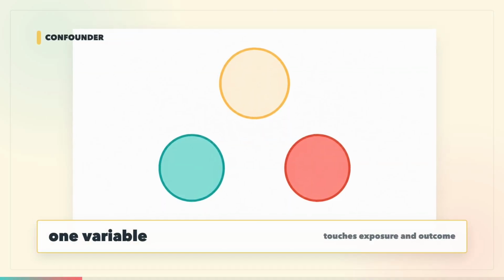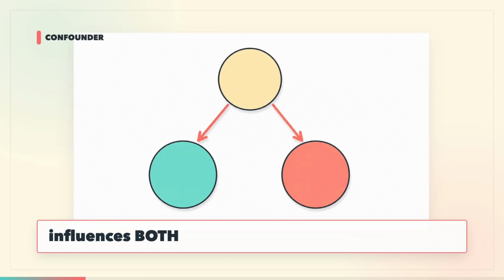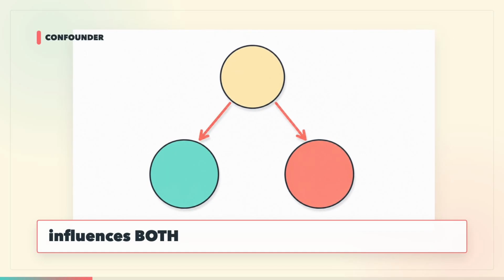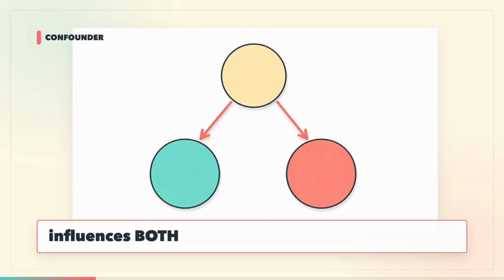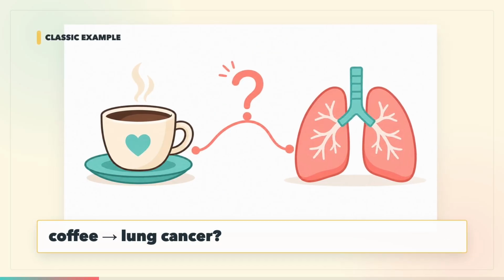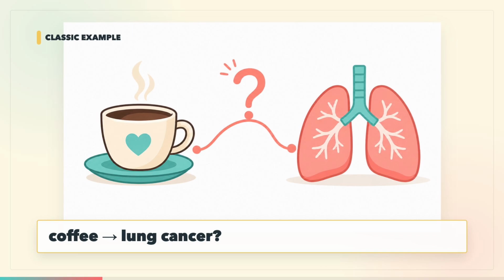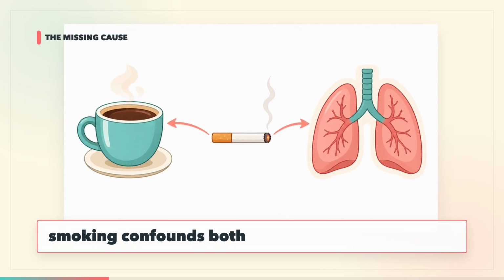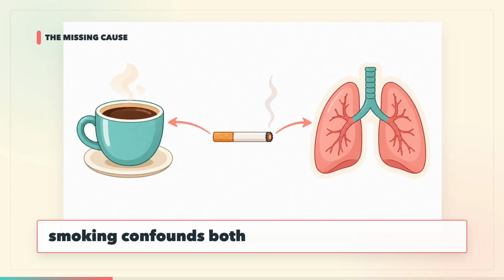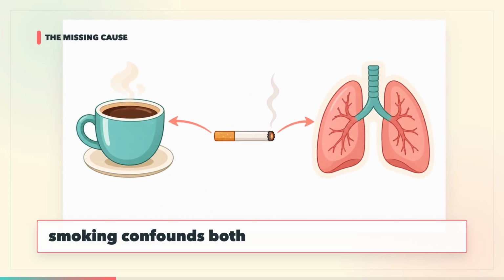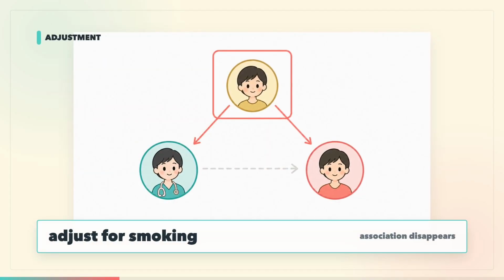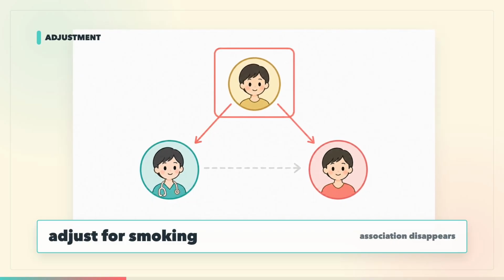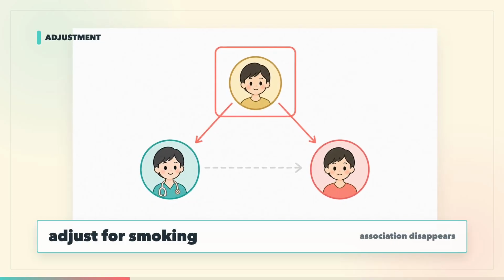A confounder is a variable that influences both your exposure and your outcome. If you don't account for it, your result reflects the confounder's effect, not your intervention's. Classic example. You see in your data that coffee drinkers have higher rates of lung cancer. Conclusion: coffee causes lung cancer. Except, smokers drink more coffee than non-smokers, and smokers get lung cancer. Smoking confounds the relationship. Adjust for smoking, and the coffee cancer association disappears. Good. So far, so simple.